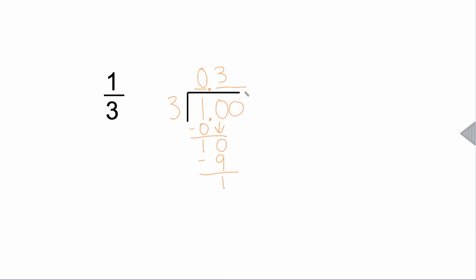Add a 0, add a parking space, bring it down. 3 can go into 10 3 times. 3 times 3 is 9. You subtract, you get 1. You might start to notice that we're having a little trend here. If I add another 0 and a parking space and I bring it down, I get 10, and 3 can go into 10 3 times, and 3 times 3 is 9, and you subtract and you get 1.